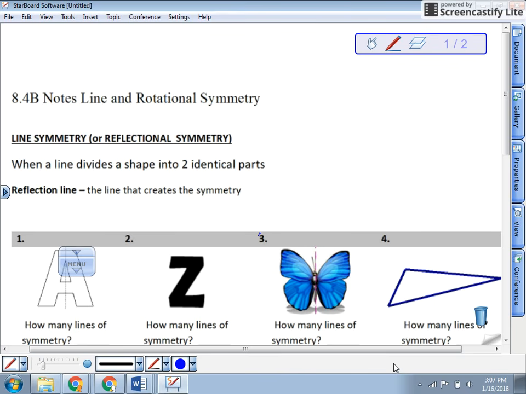Welcome to the notes on line and rotational symmetry. Symmetry might be one of those words you've heard of before. Now we're going to talk about it specifically with geometry, and first we're going to start with line symmetry, or reflectional symmetry.